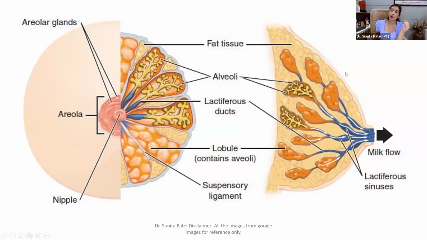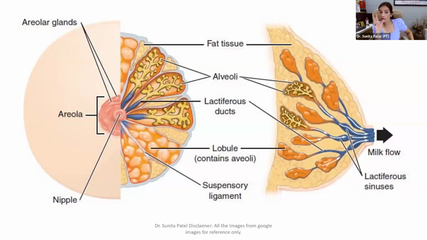Inside these lobules, if you cross-section and look more closely, there is a tree-like structure. We call it the alveoli. These alveoli are not functional. These structures are present, but they are not functional. They become functional when prolactin is released and when hormones from the placenta stimulate them.